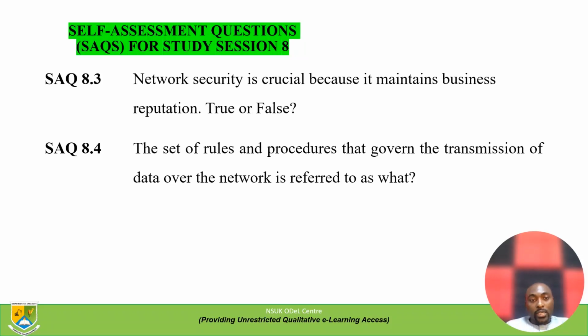SAQ 8.3, network security is crucial because it maintains business reputation. True or false? SAQ 8.4, the set of rules and procedures that govern the transmission of data over the network is referred to as what?